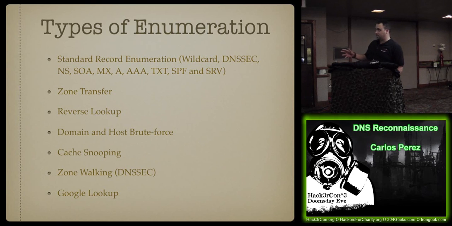So the different types of enumeration the tool actually does is standard enumeration. What standard enumeration will actually do is it will check for wildcards, so I know if they're actually resolving to anything to one specific IP address. Also, I wanted to be able to enumerate if they're using DNSSEC. And also, I'll retrieve the name servers, start of authority, mail servers, A records, AAAA records, TXT, SPF, and SRV records only with the standard enumeration. In addition to that, I added other options for doing zone transfer, reverse lookup of IP ranges, domain and host brute force, cache snooping, zone walking for DNSSEC zones, and also do a bit of Google lookup.